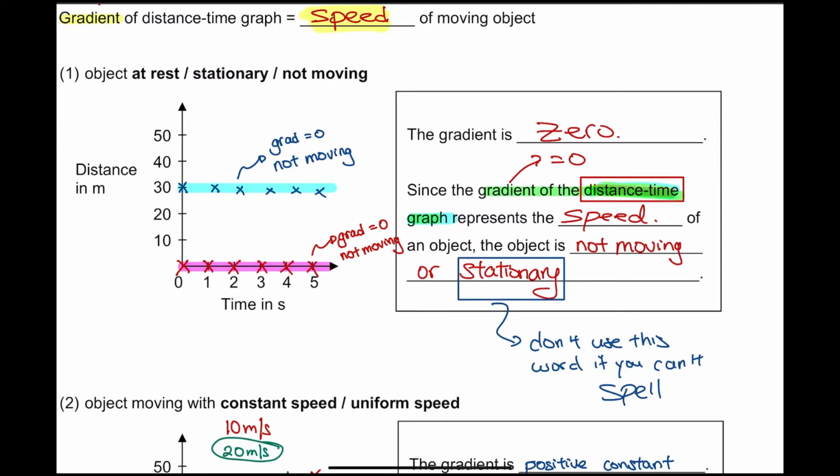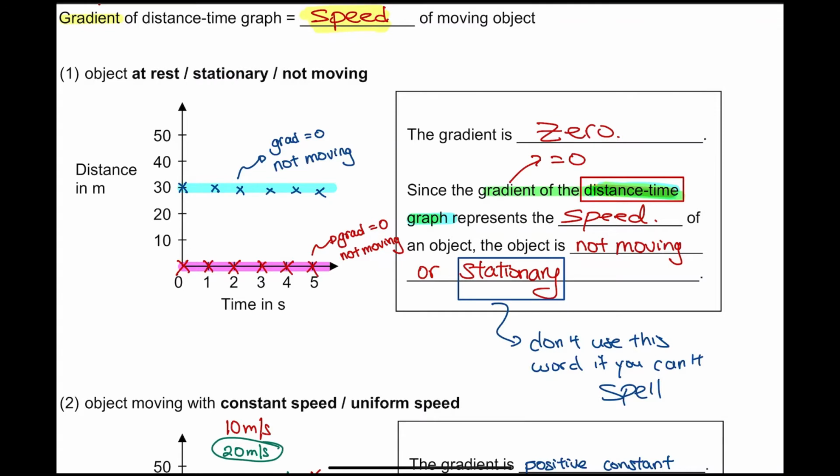and the gradient is 0. Another example whereby the gradient is 0 is if I am standing at 30 meter at time 0. After 1 second, 2 seconds, 3 seconds, all the way until 5 seconds, I am still at the 30 meter mark because I did not move. When you see a horizontal line for a distance time graph and the gradient is 0, it means that the speed is 0. When speed is 0, it means that the object is not moving or stationary.